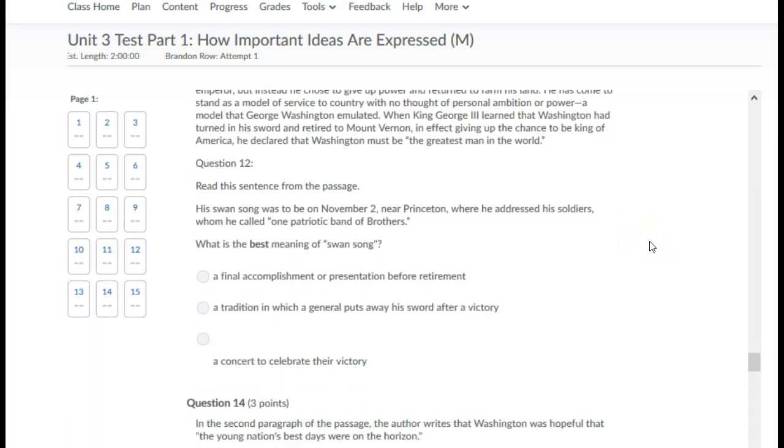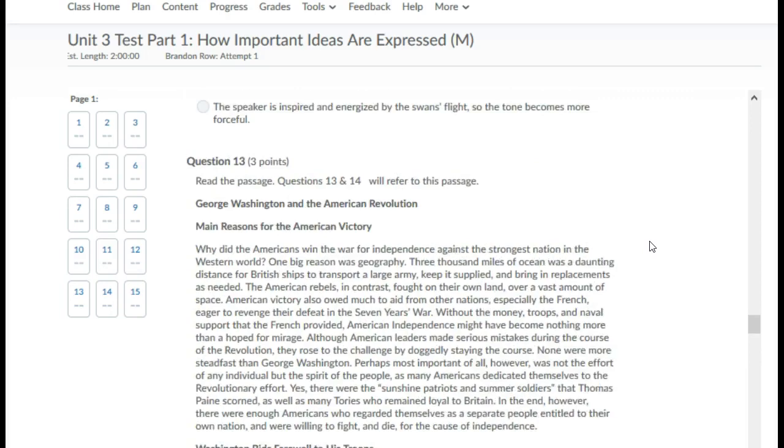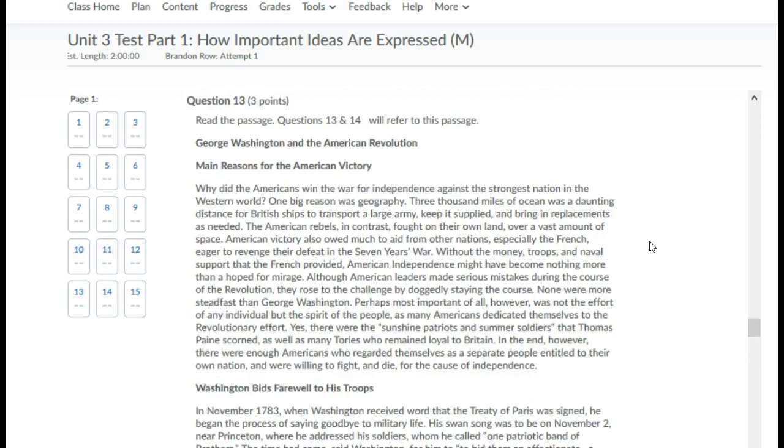Question 12. Is it 12? No, it should be question 13.